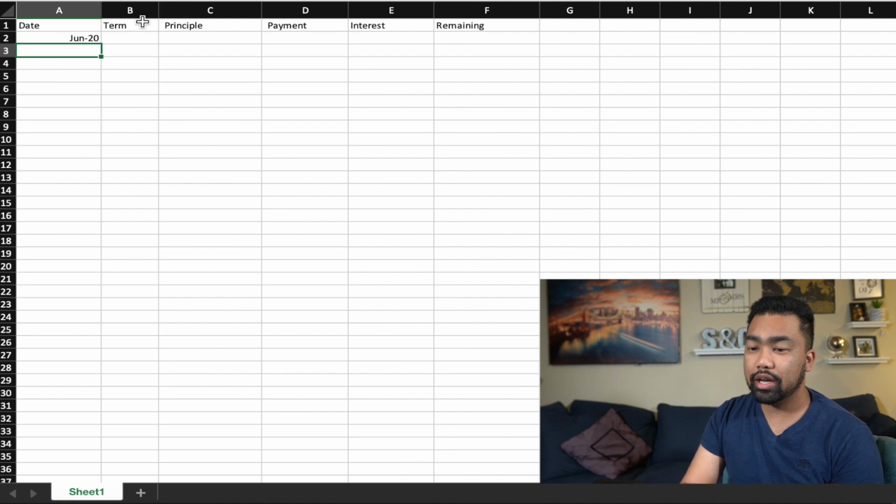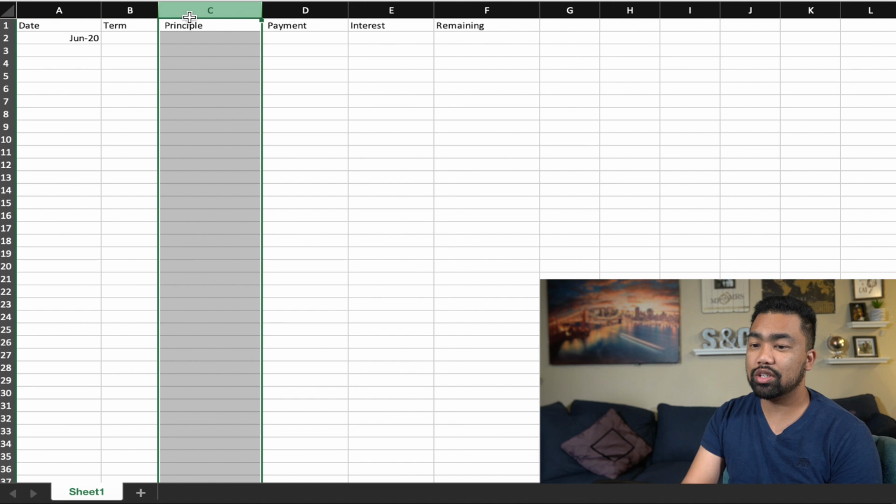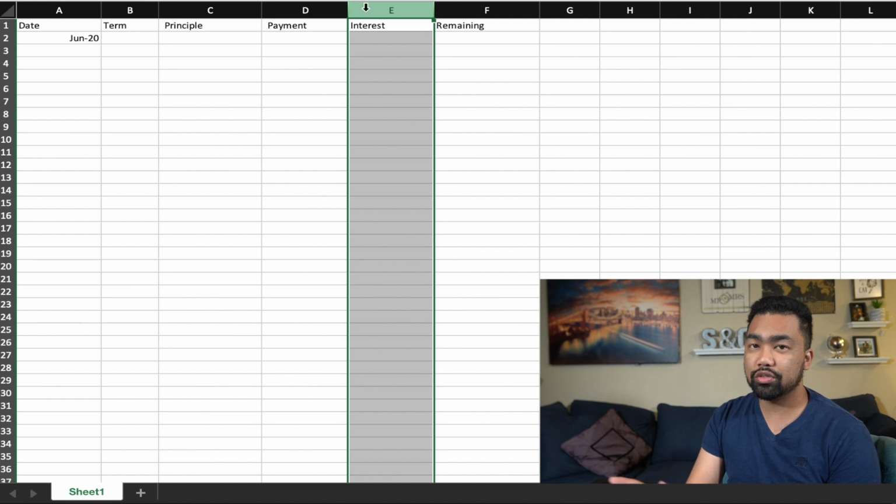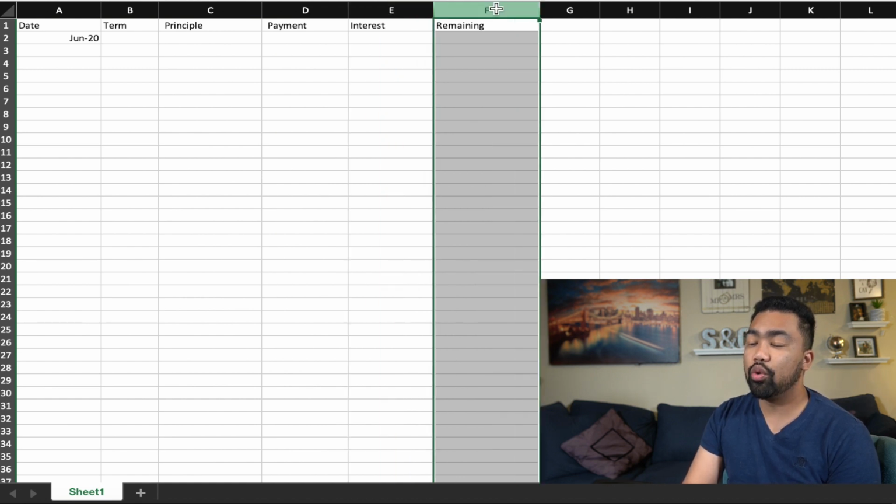Here in column B, I have a term. You could also use the word periods. Principal is how much is remaining for the loan. Payments, obviously, how much we're paying each month. Column E is gonna be interest, so how much interest we're paying each month, and then what's remaining at the end of that month. Let's go into our handy dandy TVM calculator.